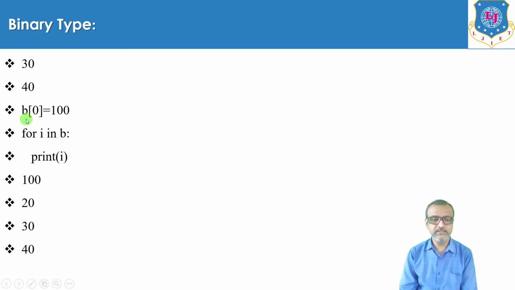Now if I will assign a value 100 at index 0, that is B of 0 equals to 100, and then after I will just write down this for loop, that is for I in B, then after print of I. So the first element now is 100 and the rest elements are as it is, that is 20, 30 and 40. So this one will be the final output in this case. So what does it mean? It means we can modify the elements of a bytearray.